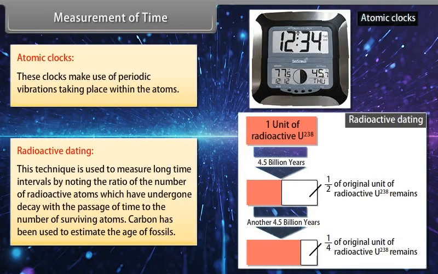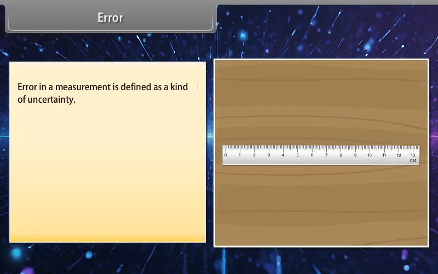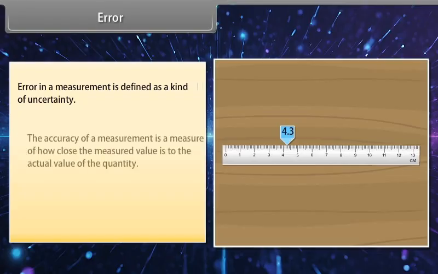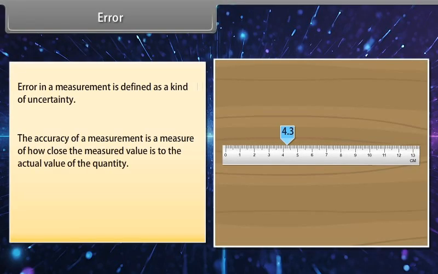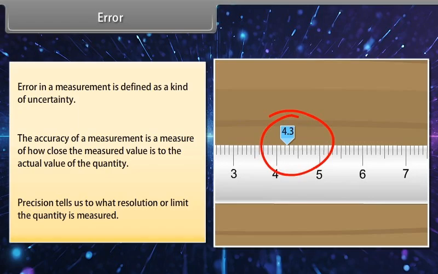Carbon has been used to estimate the age of fossils. Error. The result of every measurement by any measuring instrument contains some uncertainty. Error in a measurement is defined as a kind of uncertainty. The accuracy of a measurement is a measure of how close the measured value is to the actual value of the quantity. Precision tells us to what resolution or limit the quantity is measured.